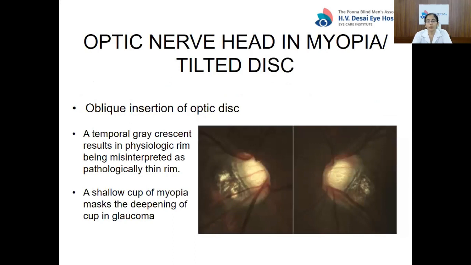It can be difficult to assess glaucomatous damage in a myopic disc. Oblique insertion of the optic nerve head in myopic patients obscures visualization of the temporal neural rim. This creates a wide temporal peripapillary crescent, and it may be difficult to distinguish between a physiologic and glaucomatous cupping. In the picture on the right, the large cup with bearing of the circumlinear vessel indicates glaucomatous damage.